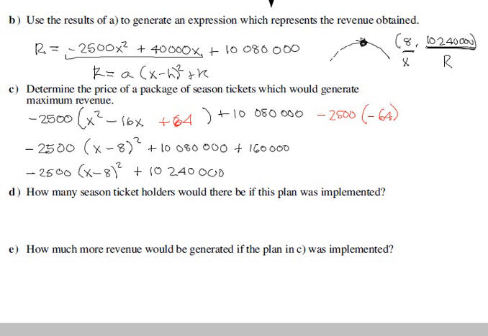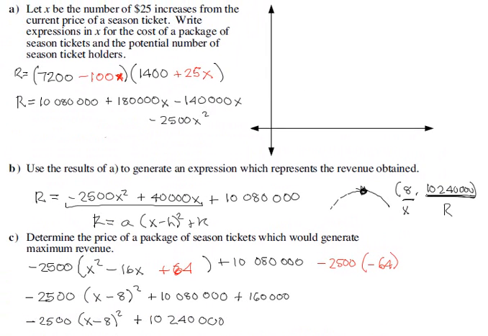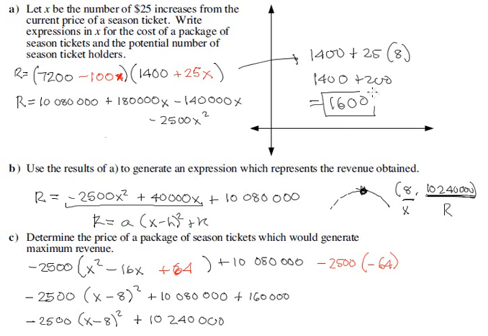Make x 8, which means, come back up here. When we wrote this, we said the price would be $1,400 plus 25x. That means 1,400 plus 25 times, the math is telling us use 8 here. That would be 1,400 plus 200, which is 1,600. So that's your optimal price.